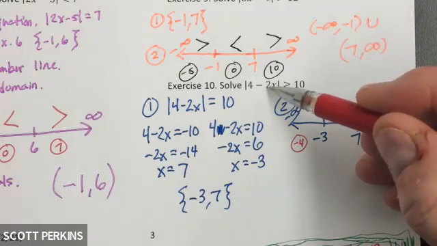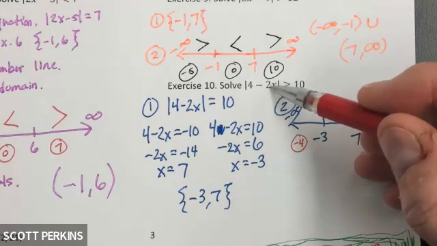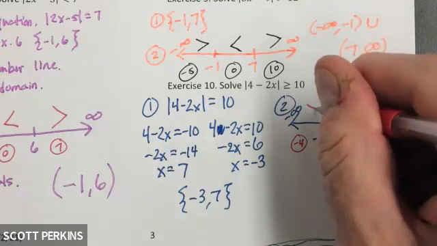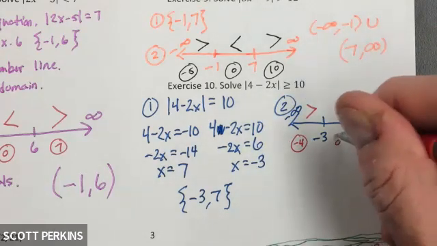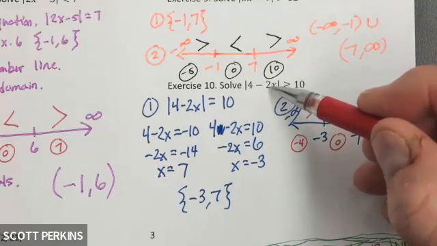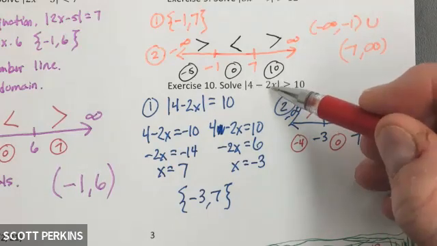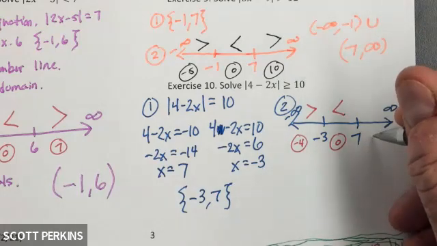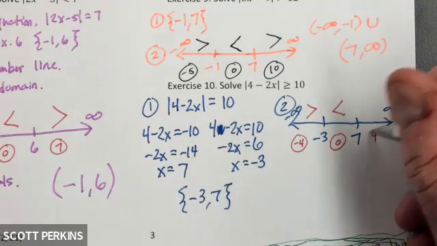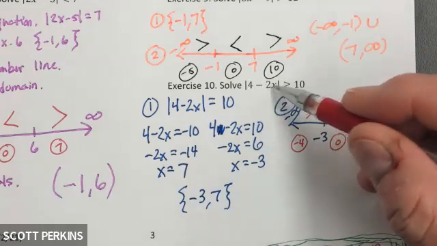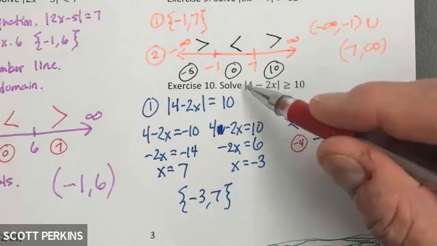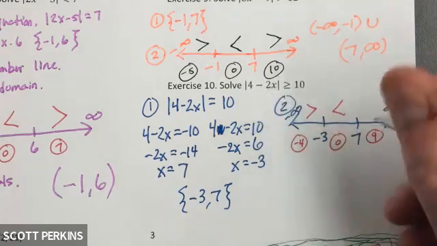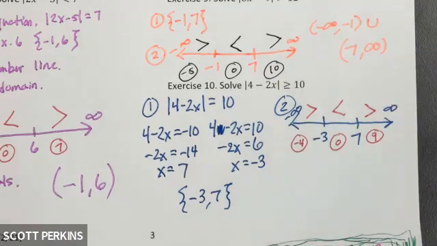Negative 2 times negative 4 is positive 8. Plus 4 is 12. That is bigger. When I put in 0, 2 times 0 is 0. 4 minus 0 is 4. That's smaller. And then finally, when I put in, let's say something like 9, negative 2 times 9 is negative 18. 4 minus 18 is negative 14. The absolute value of that is bigger.